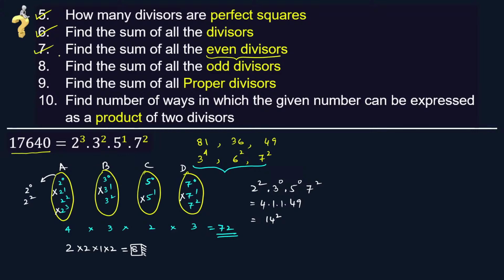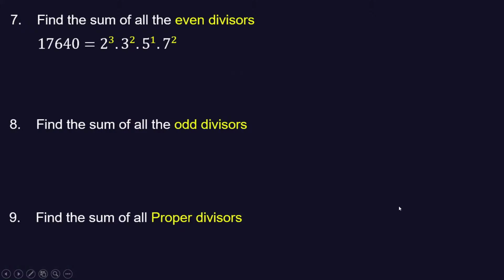Find the next problem. Find the sum of all the even divisors. Then the next question is find the sum of all odd divisors. And the next question is find the sum of all proper divisors. We will do these three things at a time. Okay? So now see this one.